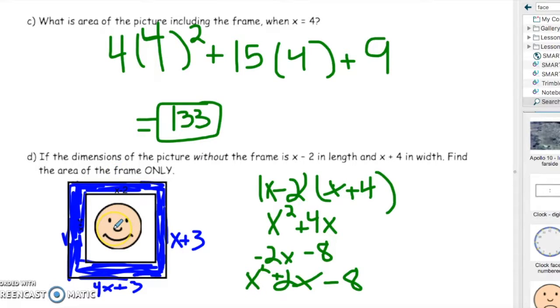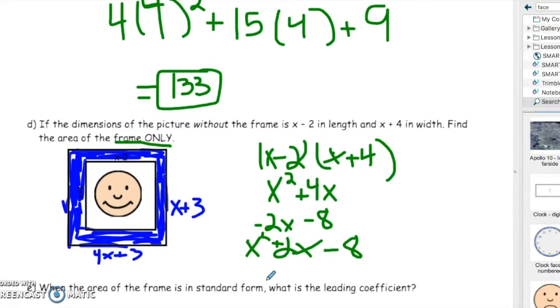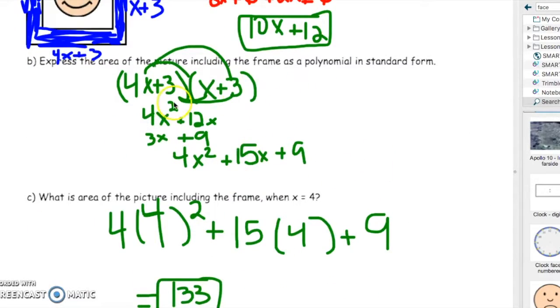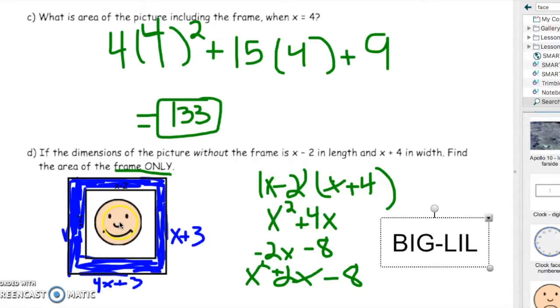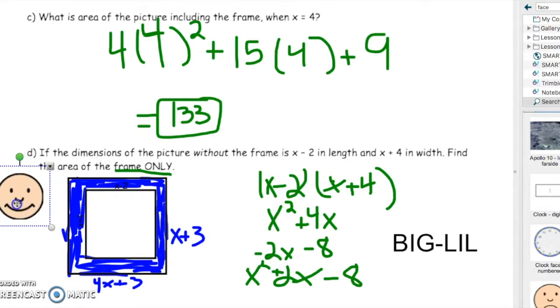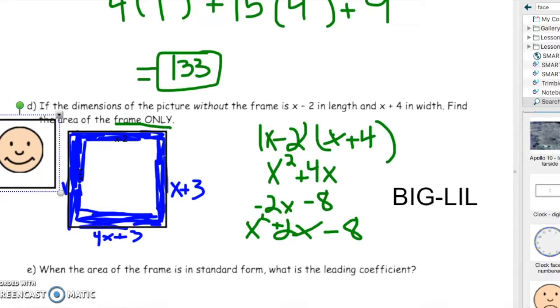So this is the area of the little picture. Now, if you want to find the area of just the blue part, the frame only, you need to take the area of the big frame, which we found up here was 4x squared plus 15x plus 9. You're going to do the big minus little. You're taking the area of the whole thing, including the picture, and subtracting the area of the picture, and what you're left with is the area of the frame.